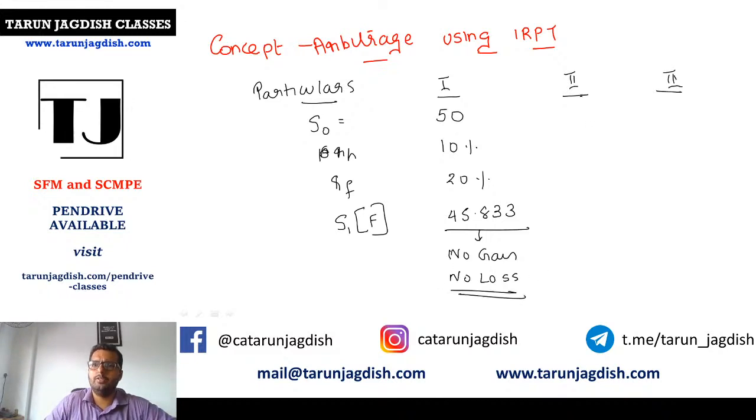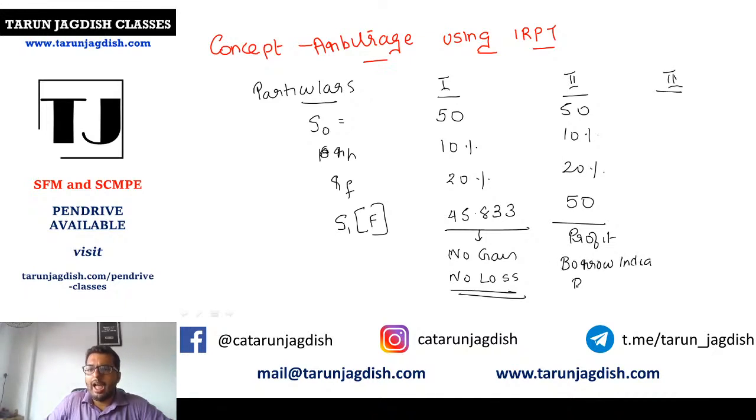Suppose the numbers were a little different. Suppose the spot rate was 50, RH was 10, RF was 20 and the forward rate continued to be at 50. In this case, will Parvati make a profit or loss? Parvati will make a profit by borrowing where? India and depositing where? In US. Everybody clear with this part?